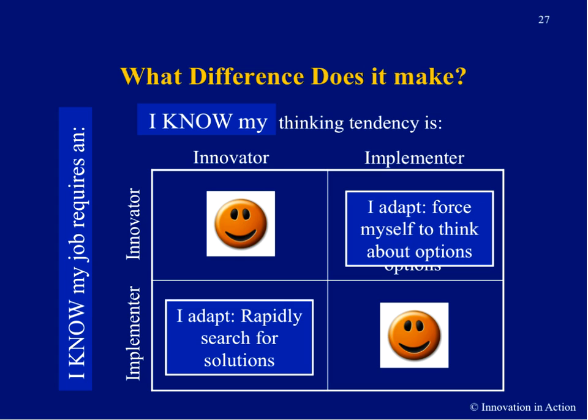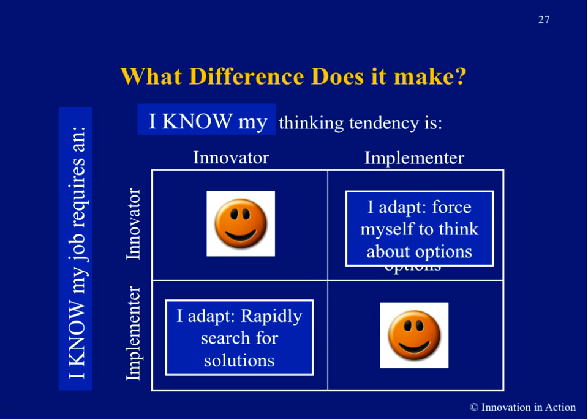We also use this slide to help our students and participants do a little introspection. Are you an innovator or are you an implementer? And what difference does it make? You see in two of the quadrants the smiley faces. If I know my job requires me to be an innovator and I know my thinking tendency is so, everyone's happy. Same with implementer. But what if I know my job requires me to be innovative, but I really think like an implementer? Well, I need to work on adapting here.